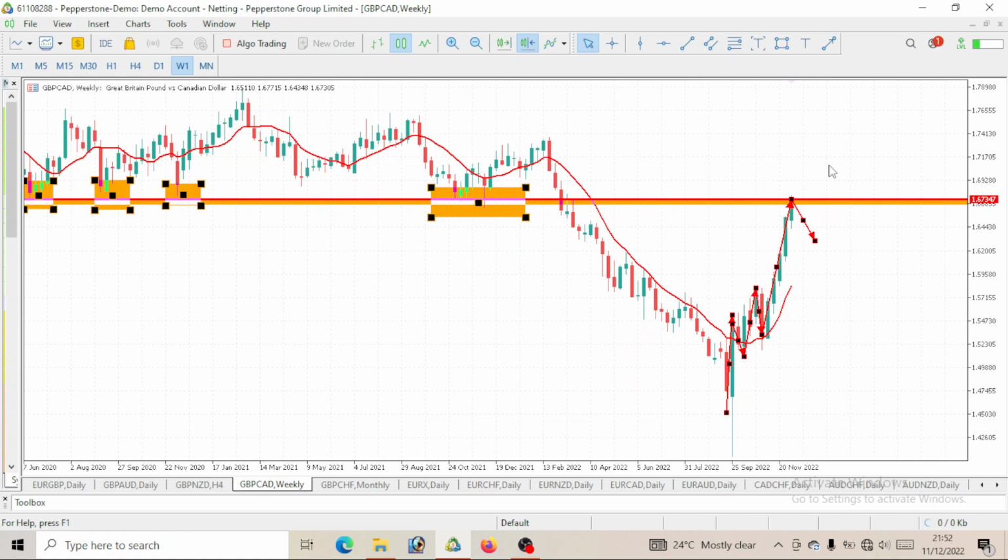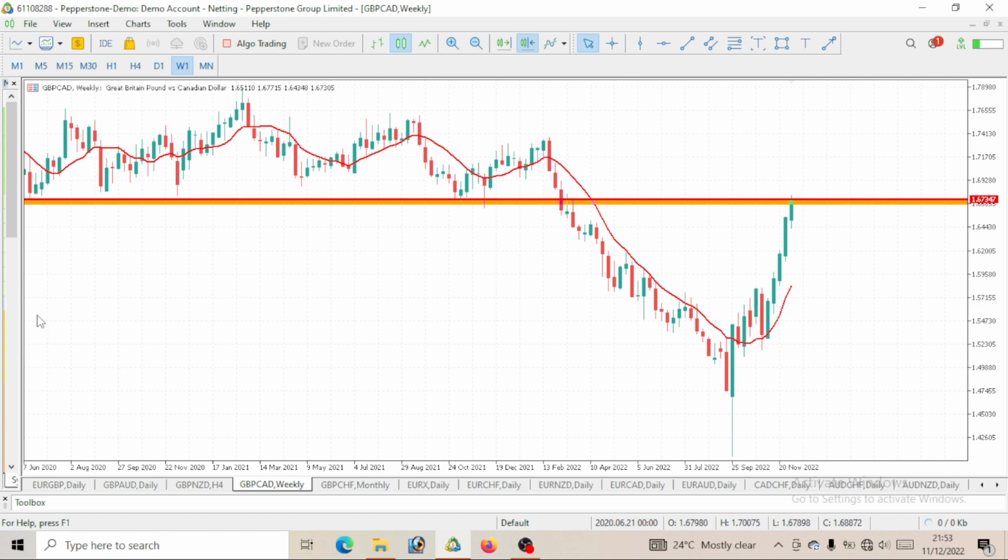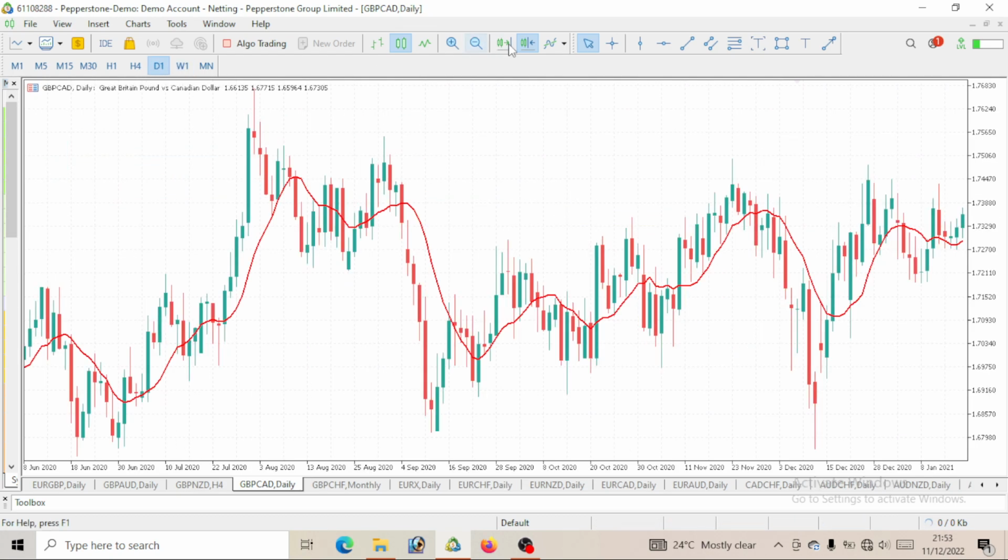So GBP CAD, right, we're very likely to close bullish this week, and then we're very likely to close bearish. So just watch out for a pullback. I think the best time to actually jump on this trade to continue your bullish move on GBP CAD is to wait for a pullback. Once the pullback has played out, then you can go ahead to take your trade on this GBP CAD.